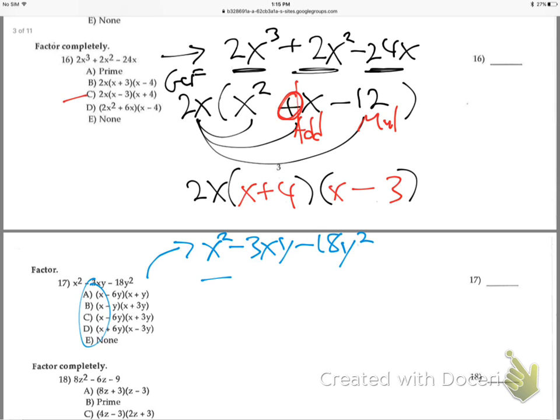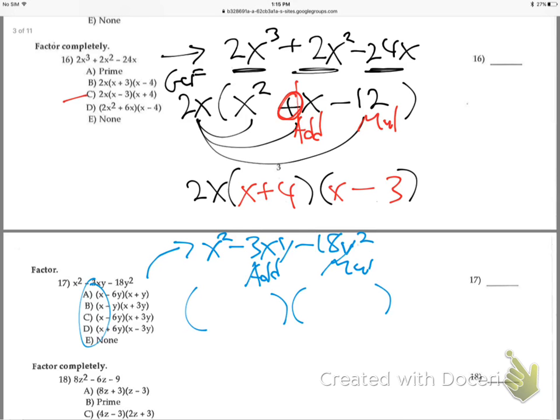Look at these three. Do they all have an x? No, not the last one. Do they all have a y? No, not the front one. Is there a number they all have? No, the front one doesn't have any number at all. So no. So instead, we do multiply, add.